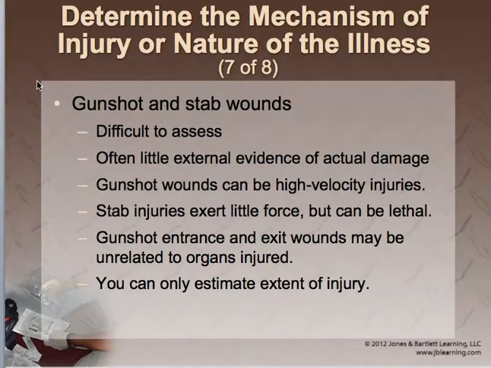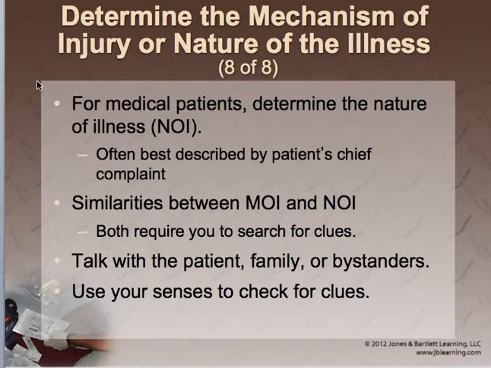Gunshot and stab wounds are sometimes difficult to assess, and sometimes difficult to find. You may not even notice it until you really get them exposed all the way, with all their clothes off. Gunshot wounds can be a high velocity injury depending on the type of weapon involved. And stab injuries exert little force but can be lethal depending on how long the knife is and how many times they were stabbed. So sometimes we can only estimate the extent of the injury here.